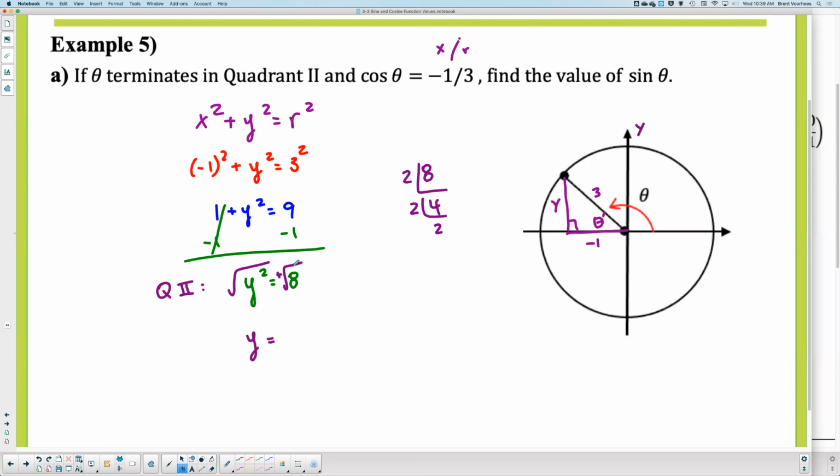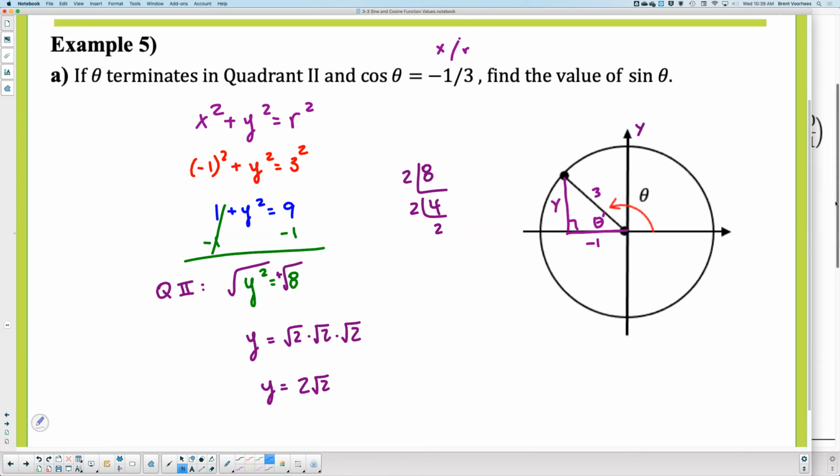Okay, so that means y is the same thing as the square root of 2 times the square root of 2 times the square root of 2. Well, what is the square root of 2 times the square root of 2? It's 4, and 4 can reduce to become 2. So it's actually 2 square roots of 2.